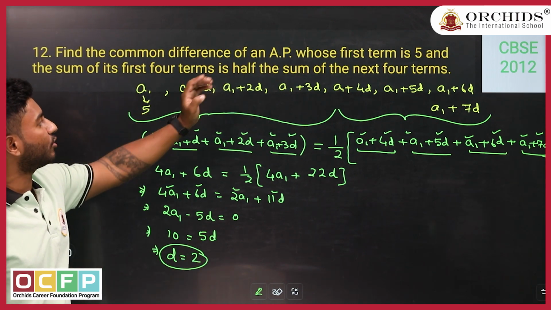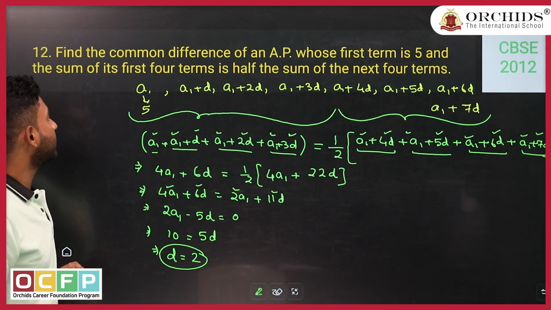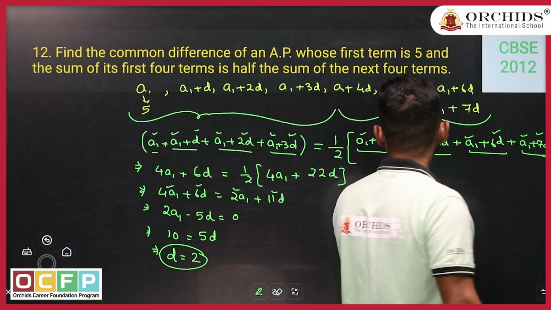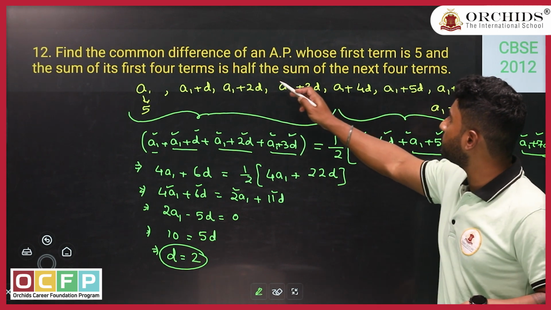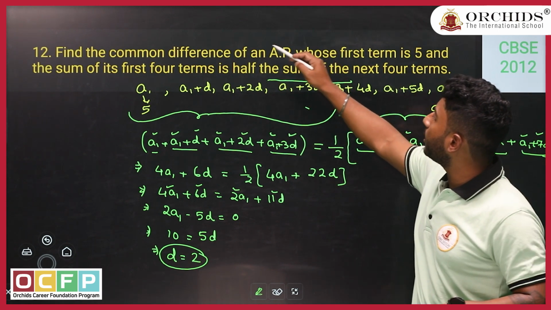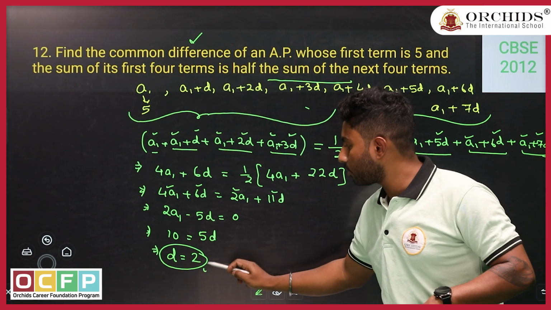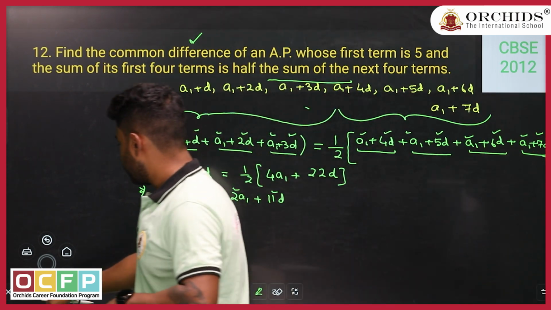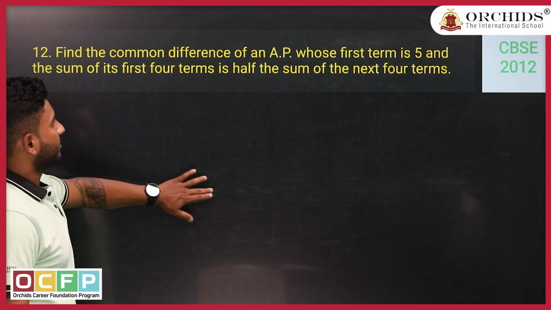So what are they asking? Find the common difference of an AP whose first term is 5 and the sum of 4 terms is half the next 4 terms. We have used this particular statement to find the common difference. What is the common difference? D is equal to 2. Right? Okay. Coming to the next question.